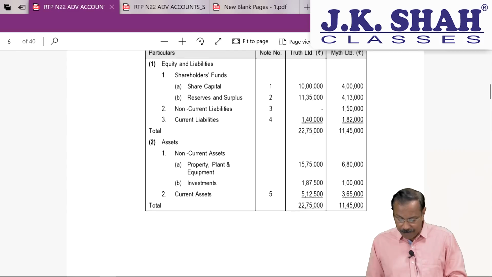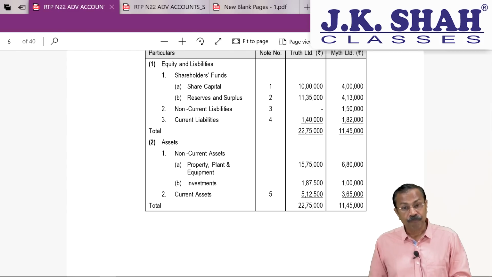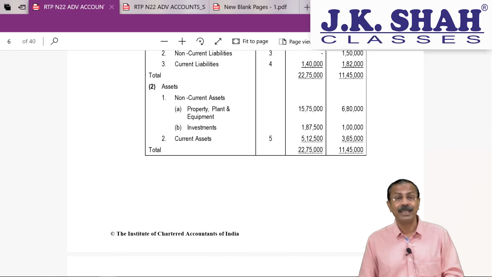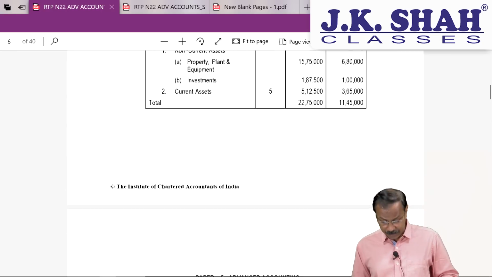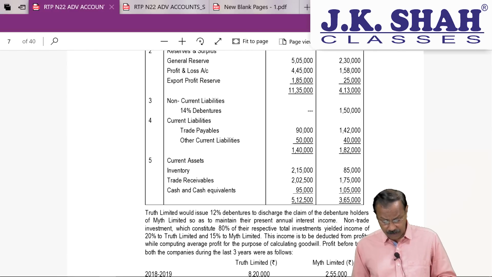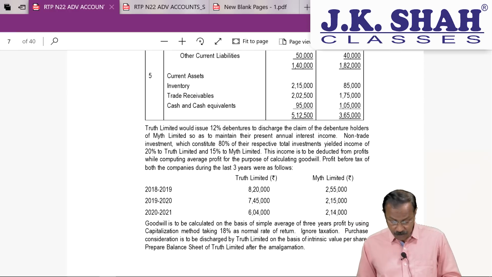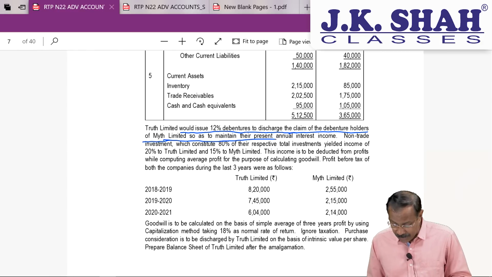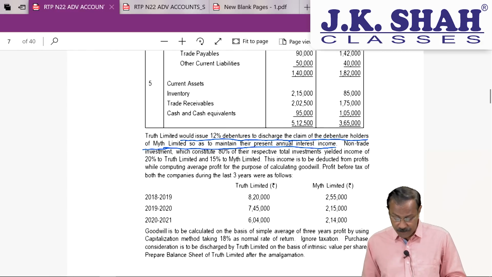They have given us the balance sheet of both the companies before amalgamation. Shareholders fund, share capital, reserves and surplus, non-current liabilities and current liabilities. Assets, non-current assets, property, plant and equipment and investments. You have current assets. They have given us the breakup of current assets, non-current liabilities and so on. Truth Limited would issue 12% debentures to discharge the claim of the debenture holders of Myth Limited so as to maintain their present annual income.